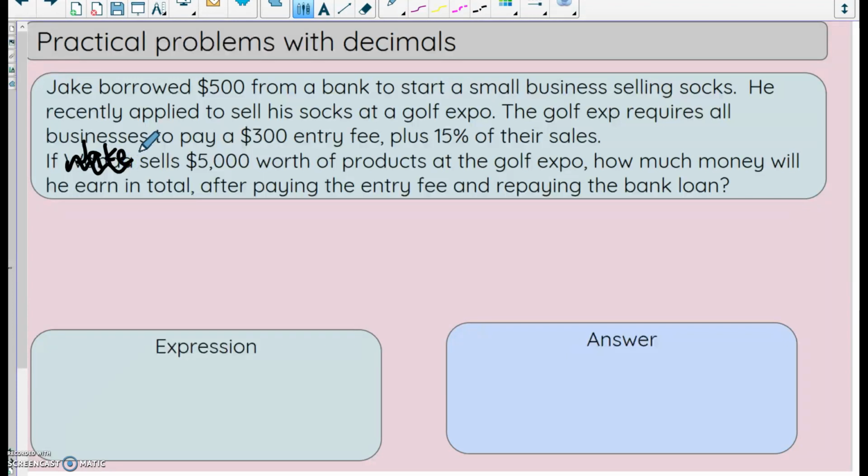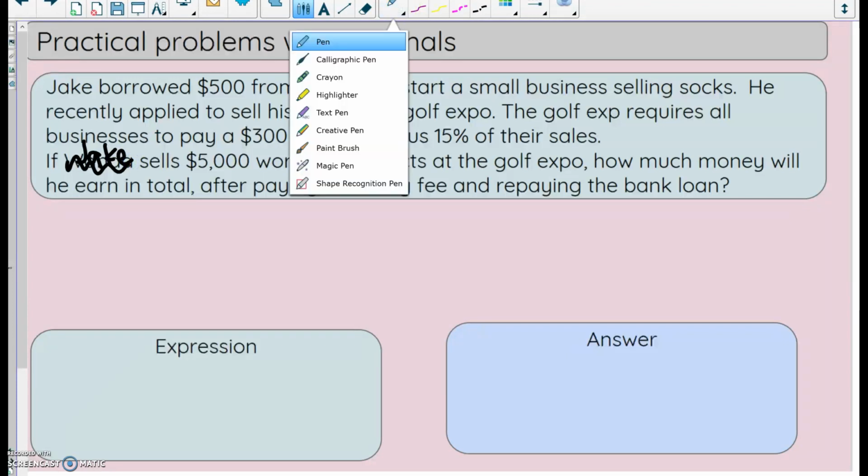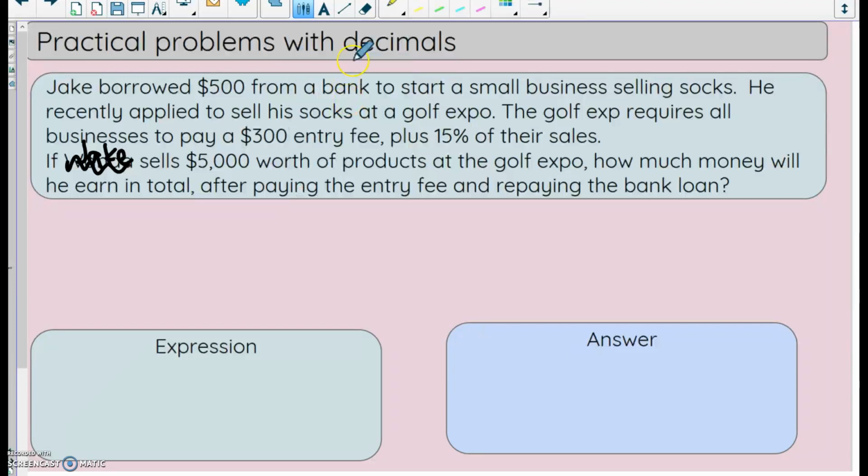Okay, well, there's a couple things that are pretty important in regards to this problem, so I'm going to highlight them. First of all, he borrowed $500 from the bank, which means that that's pretty much a negative dollar amount. He also has to pay a $300 entry fee, which means, again, he's going to be paying that, so it's negative. And he also has to pay 15% of his sales.